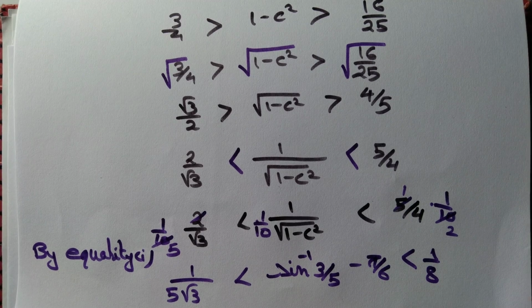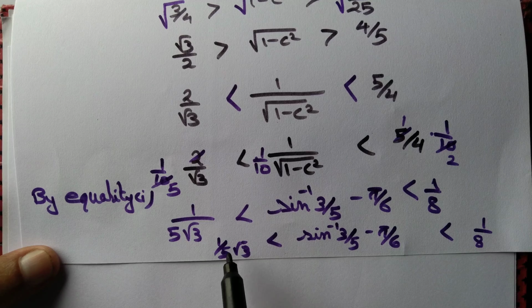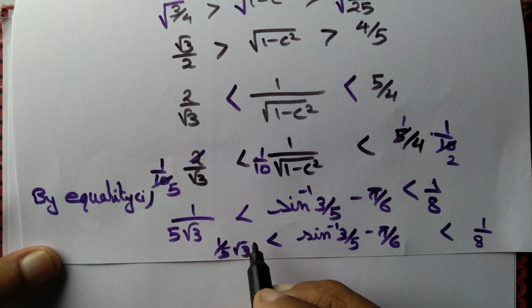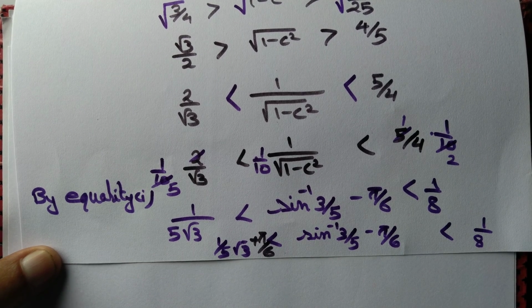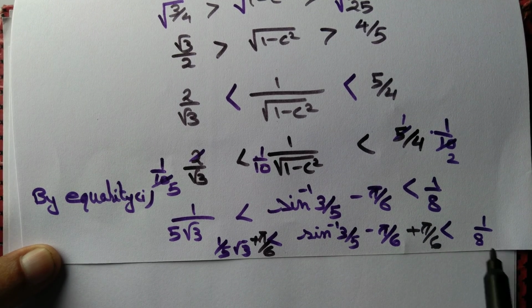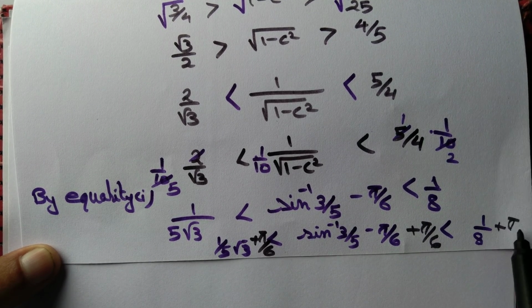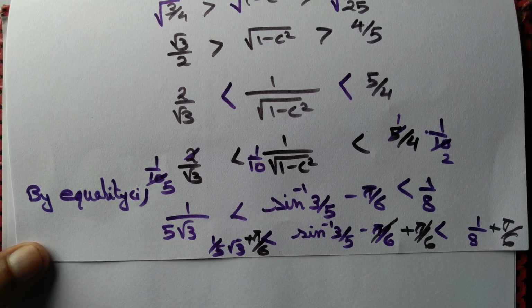Now we should add pi by 6 throughout to obtain 1 by 5 root 3 plus pi by 6 is less than sine inverse of 3 by 5 minus pi by 6 plus pi by 6, which is less than 1 by 8 plus pi by 6. Minus plus gets cancelled, and we are done.